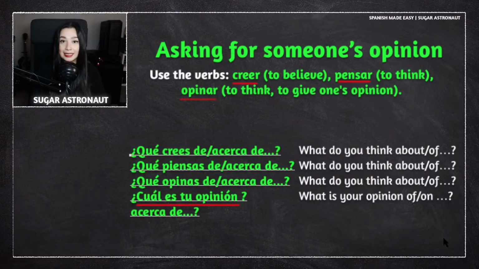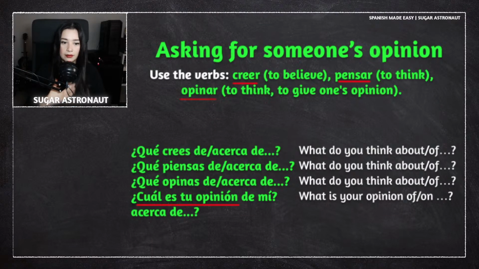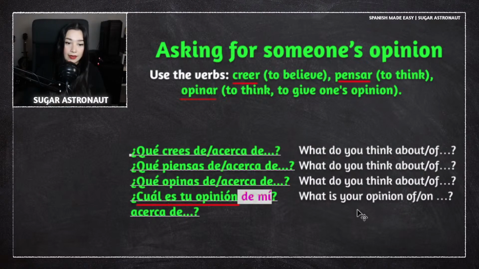Also, you can say acerca de. Acerca de is a very common thing when asking for someone's opinion. It's very similar to saying about, okay? Acerca de, about. ¿Cuál es tu opinión de or acerca de? Again, ¿cuál es tu opinión de mí? What is your opinion of me? Okay? Or it could be also about things. ¿Cuál es tu opinión de, acerca de?